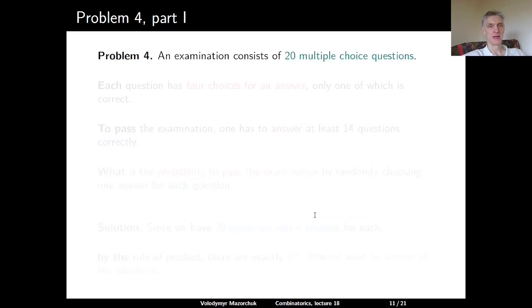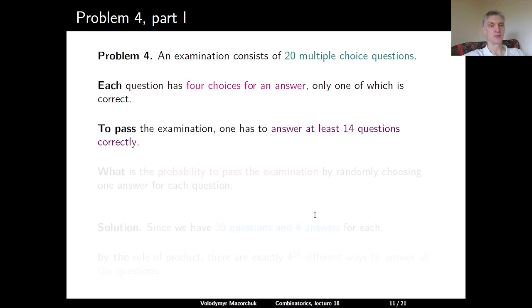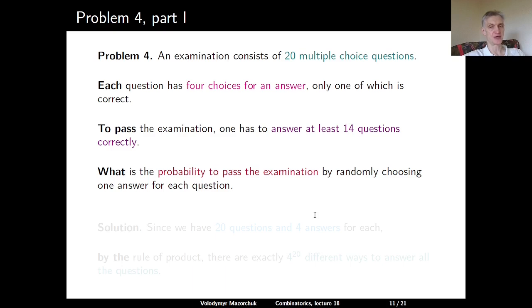Problem 4. An examination consists of 20 multiple-choice questions. Each question has 4 choices for an answer, only one of which is correct. To pass the examination, one has to answer at least 14 questions correctly. What is the probability to pass the examination by randomly choosing one answer for each question?